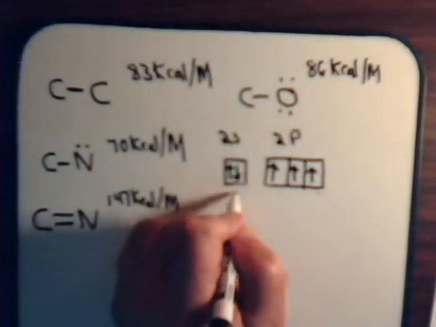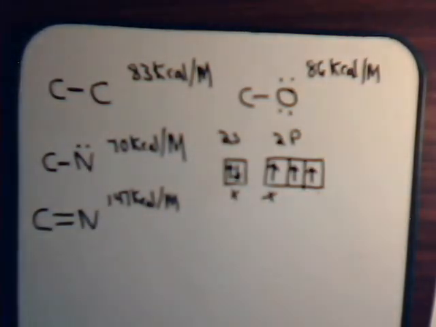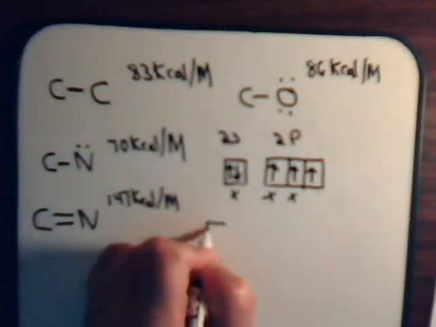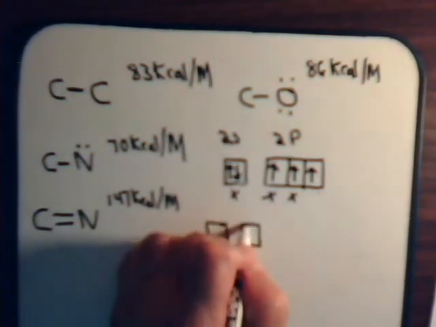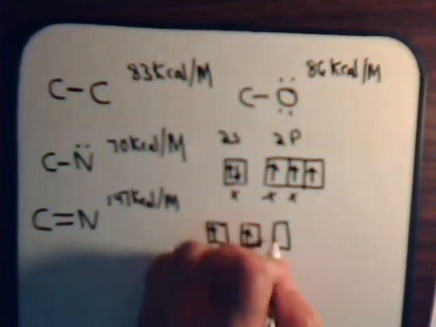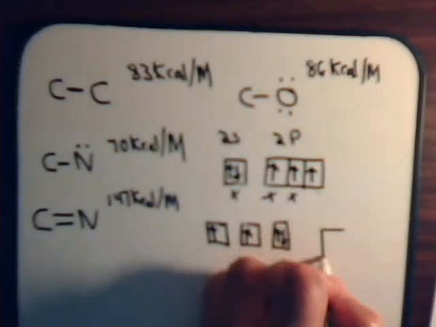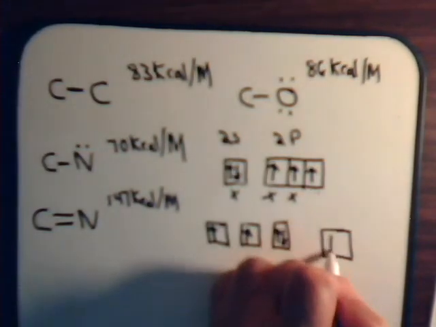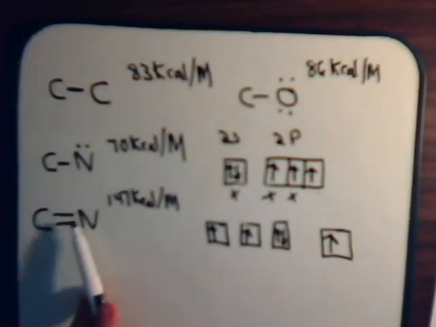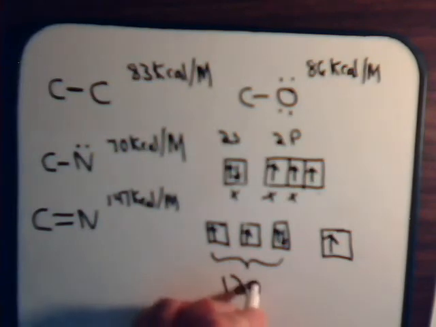here we have this, this, and this, giving us equivalent sp2 orbitals. And then we have a single unhybridized p orbital with its single electron to form the pi bond here. These are now 120 degrees apart.